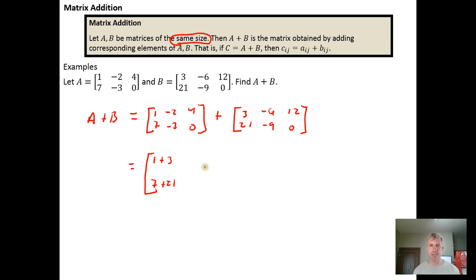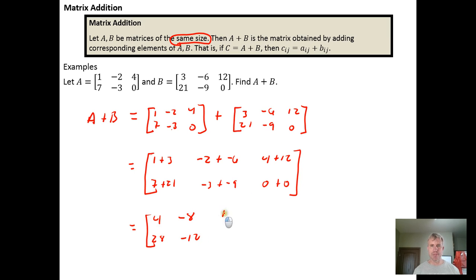Negative 2 plus negative 6. Negative 3 plus negative 9. And then it's 4 plus 12, and it's 0 plus 0. And then you just add those corresponding elements up. So we get 1 plus 3 is 4, we get a 28, we get negative 8, we get negative 12, 4 and 12 is 16, and the sum of a couple zeros is zeros.